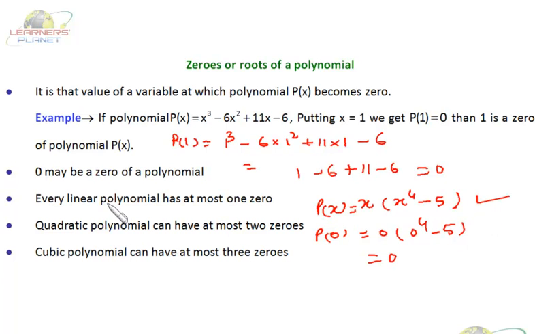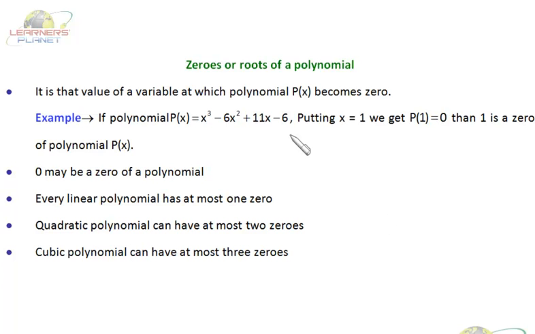Now every linear polynomial has at most one zero. Every polynomial has zeros. If it is a linear polynomial, it will have one zero. Let's take one example.